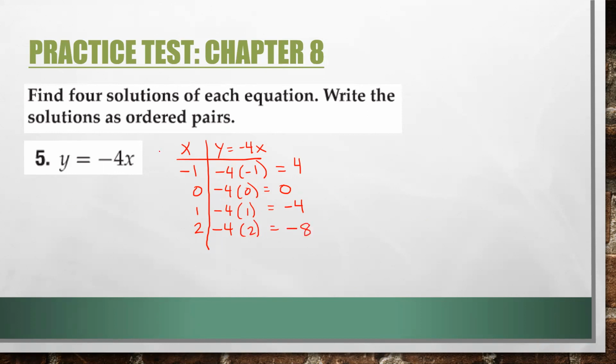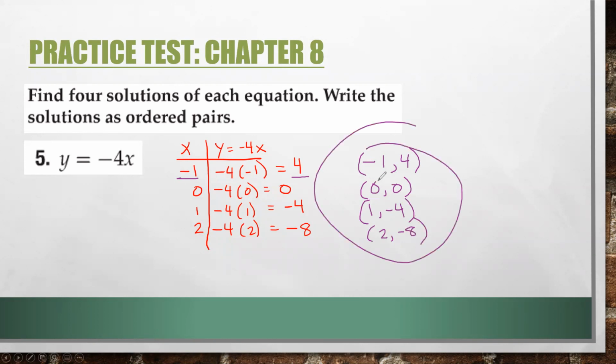Now, it says to write your answer as ordered pairs, okay? So that means here's my x value, here's my y value. So -1, 4, and then 0, 0, and then 1 and -4, and then 2 and -8. That is my solution here because it asks for it as ordered pairs.